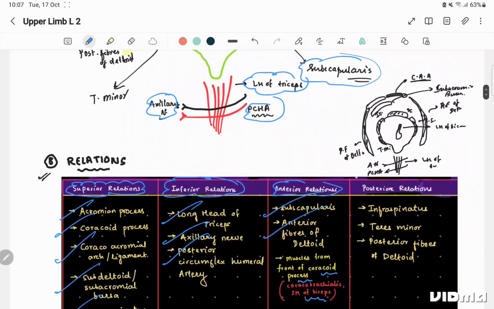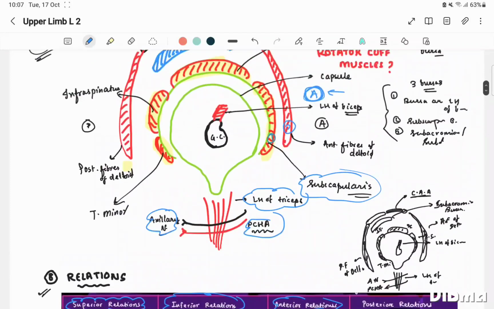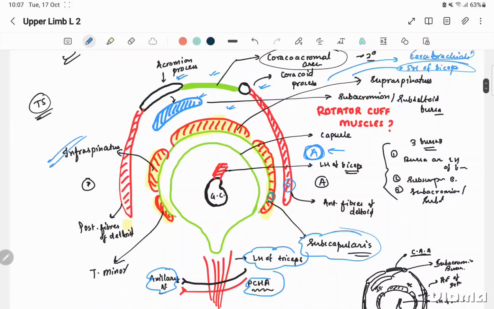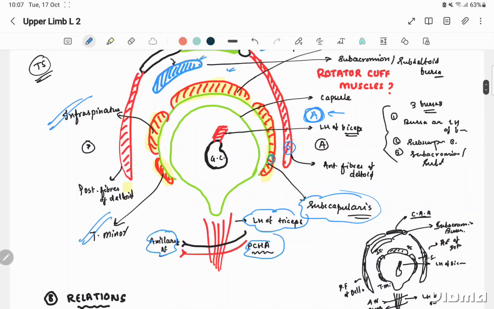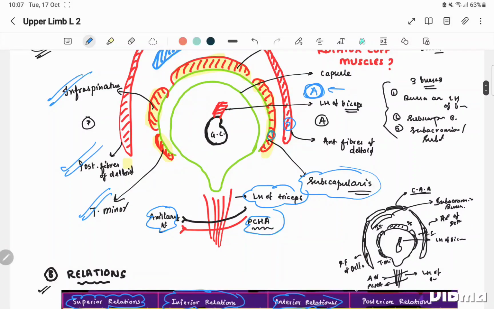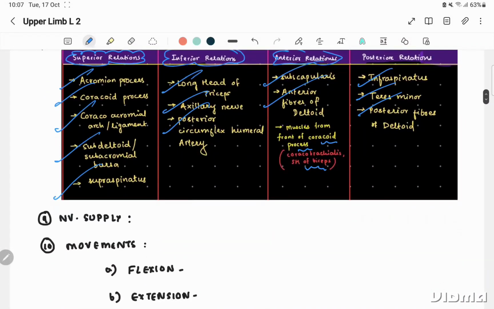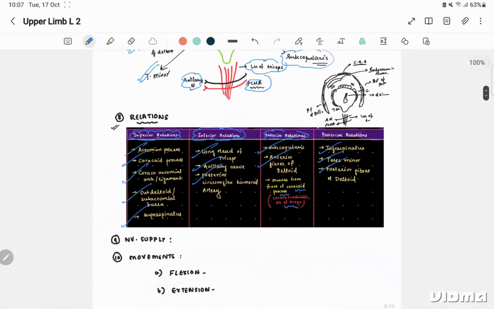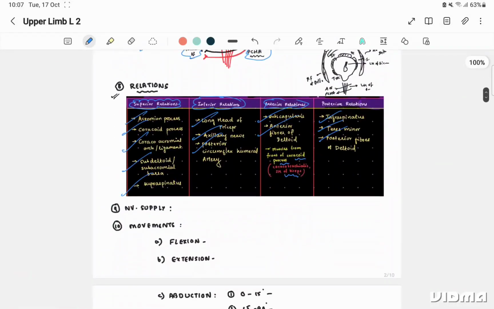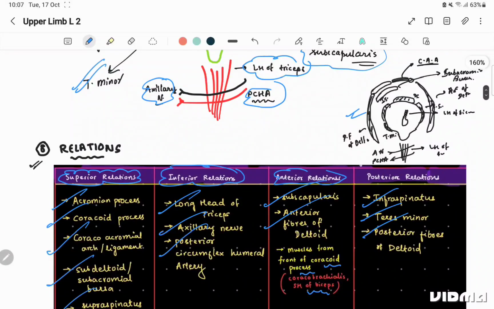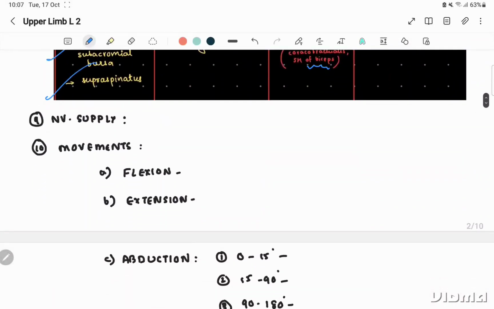Okay. Then let's see the posterior relations. We have the posterior relations: the infraspinatus, the teres minor, and the posterior fibers of deltoid. So if it is clear, the relations you can write very easily. You just have to remember the diagram. Then we want to discuss the nerve supply. So the shoulder joint is supplied by the axillary nerve and the subscapular nerve.